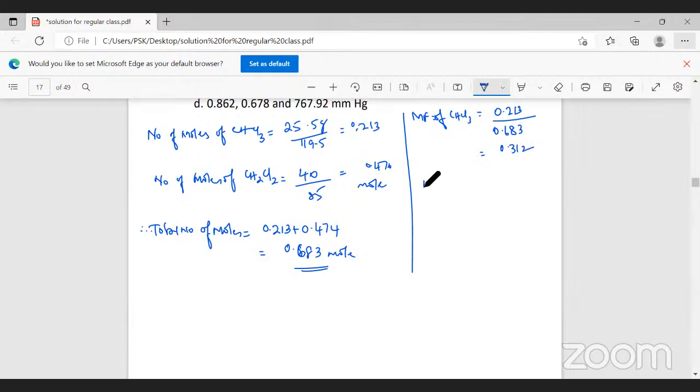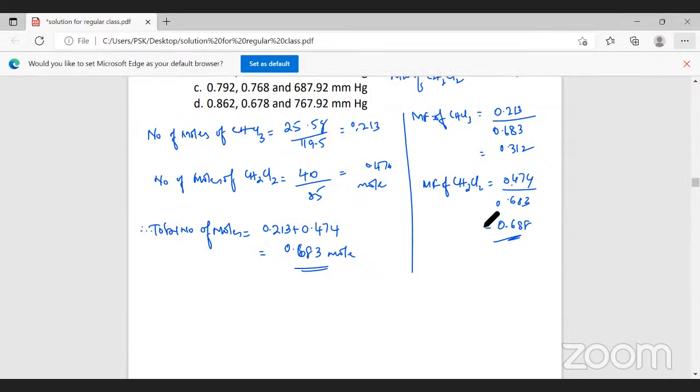Similarly, the mole fraction of dichloromethane, CH2Cl2, is 0.474 divided by 0.683. On simplification, you should get 0.688. Check whether the simplification is right. It should be right, 0.688.